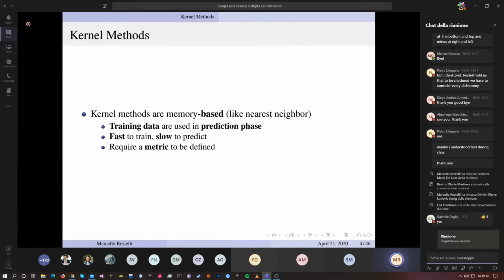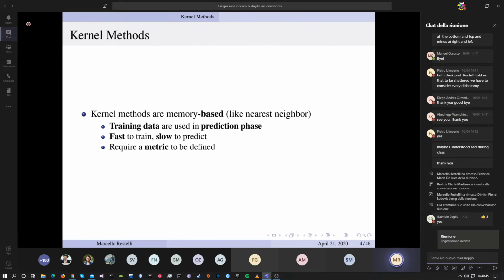What does this mean? For instance, I do again the example of k-nearest neighbor. Even if k-nearest neighbor is not a kernel method, it is a memory-based method, it is useful to explain to you some characteristics of memory-based approaches. When you want to use k-nearest neighbor, in order to define which are the k points that are closest to the query point, of course, you need to define the metric. So how do you measure the distance between the points and the query point? You need to define the metric. And this is true for all the memory-based approaches, and so in particular it is true also for kernel methods. You need a way to measure the distance or the similarity between different points.